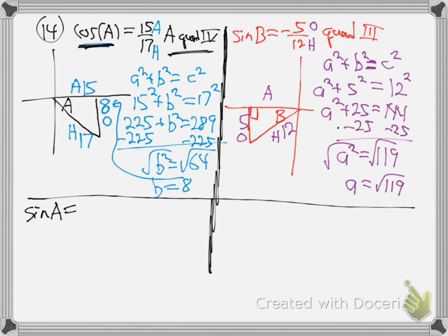So I've got cosine for A. They already gave me that on a silver platter. What's the sine for A? SOHCAHTOA, opposite over hypotenuse. So 8 over 17. Good. What's tangent of A? Opposite over adjacent, TOA. That's 8 over 15.